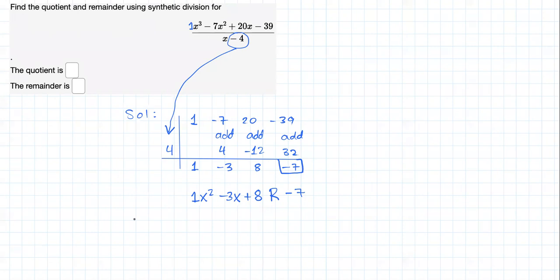Great. So therefore, it means that the quotient should be just this guy, x squared. Remember, we don't have to write a 1, minus 3x plus 8. And the remainder in there should be just the number negative 7. Right?